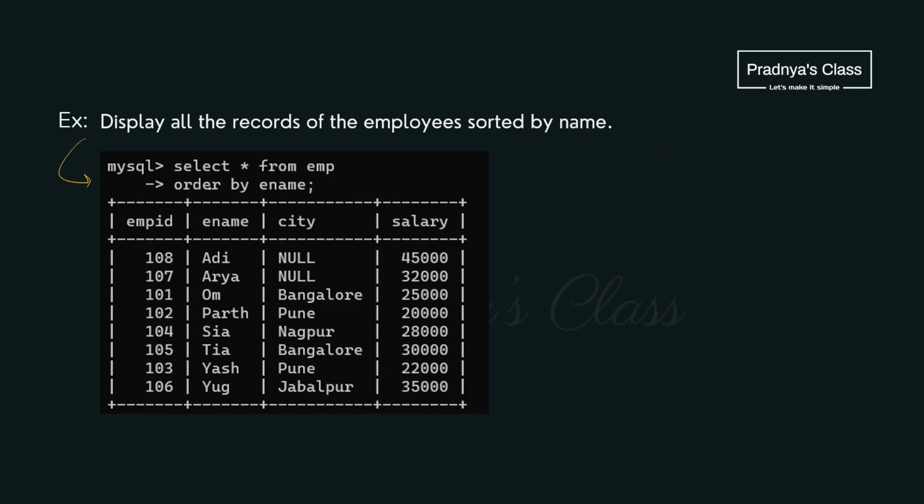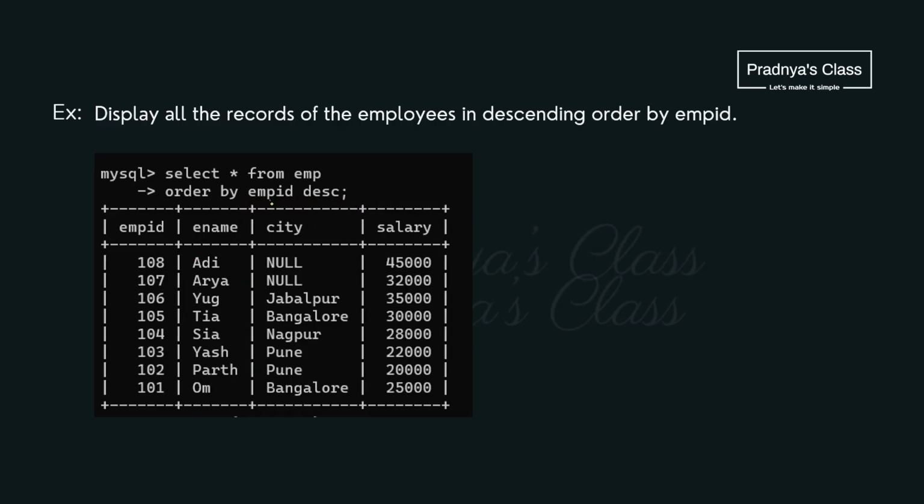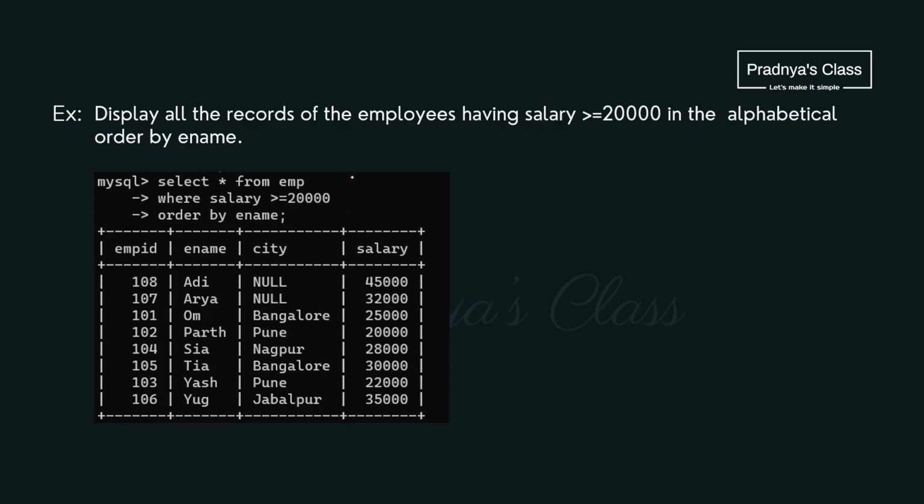Select star from employee order by e-name. When you look at the e-name column, it is arranged in alphabetical order. In the same way, just add the DESC clause so that the data will get arranged in descending order. It is in the descending order of employee ID. So 8 got displayed first, then 7, 6, 5, 4, 3, 2, 1. Based on condition also you can arrange the data.